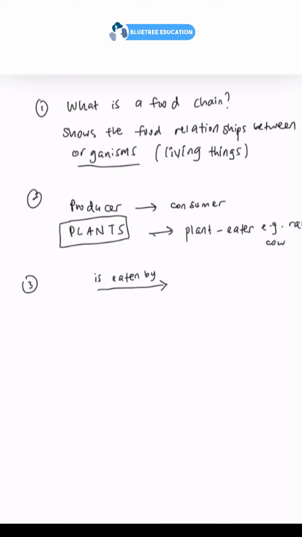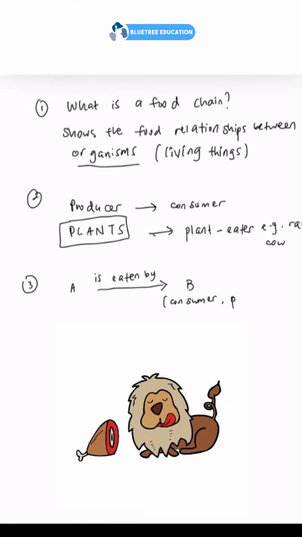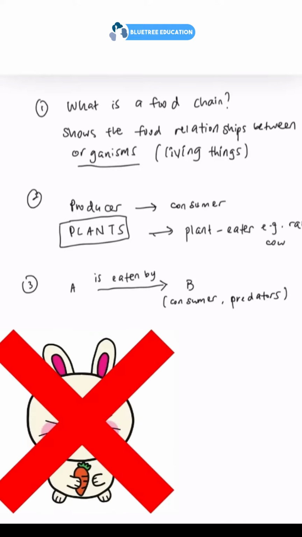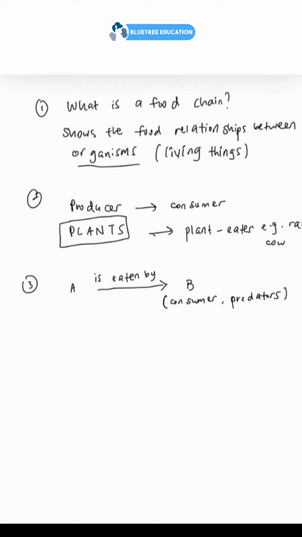Alright, so always remember, it is eaten by. So we always say A is eaten by B, right? So B is usually the consumer, or in some cases, the predator, okay? Plant eaters, children, are not predators, right? Plant eaters are not predators because they eat plants. So remember this, okay? Here A is eaten by B.